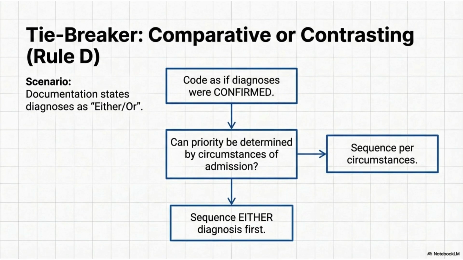When documentation states diagnoses in an either/or format, code them as if confirmed. If circumstances of admission clearly support one diagnosis, sequence that one first. If not, either may be sequenced first.